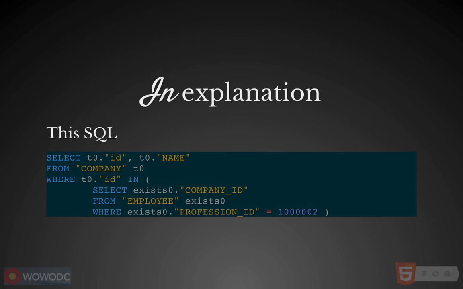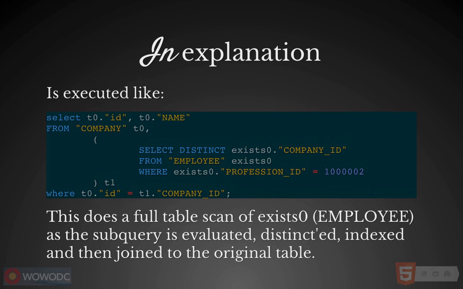What about an in clause? We're selecting everything from company where the company's primary key is in, now selecting just the foreign key of employee that points to company, where their profession is chef. Well, how does that execute? What would Oracle do with that?